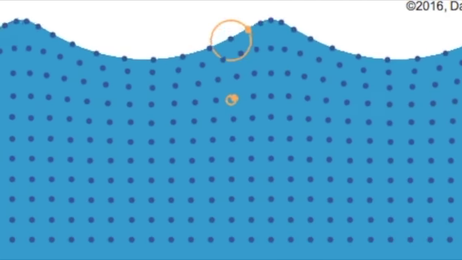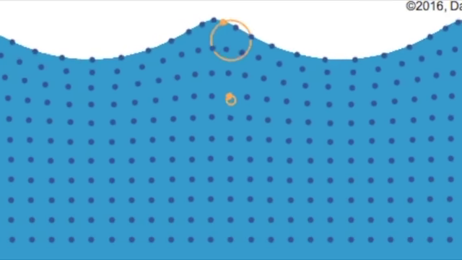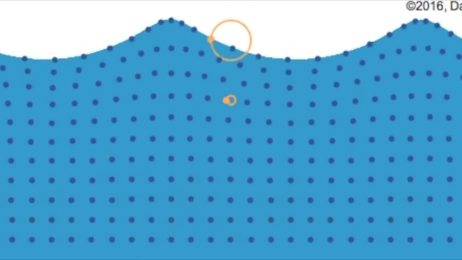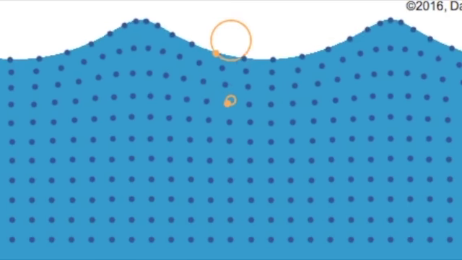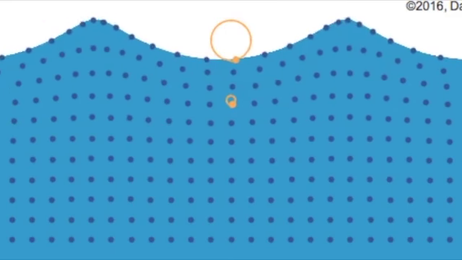Water waves. Water waves are an example of waves that involve both longitudinal and transverse motions. As a wave travels through the water, the particle travels in clockwise circles. The radius of the circles decreases as the depth into the water increases.